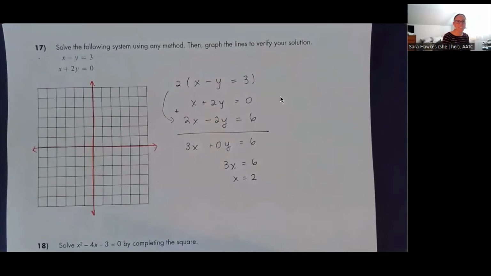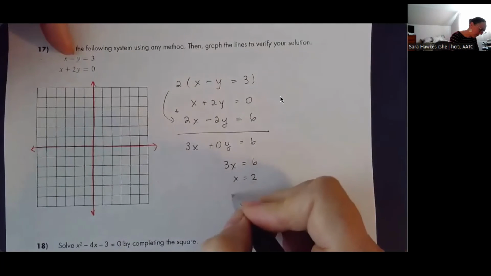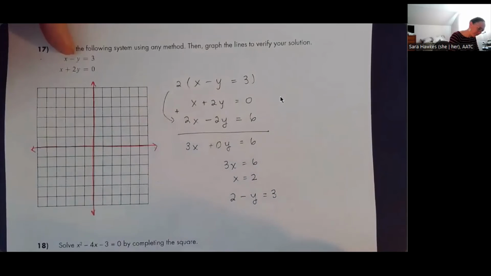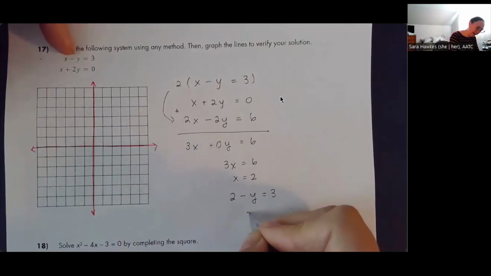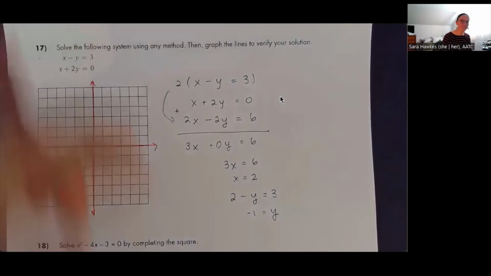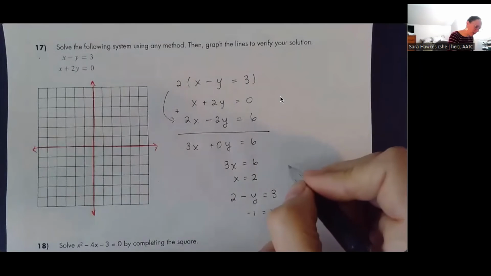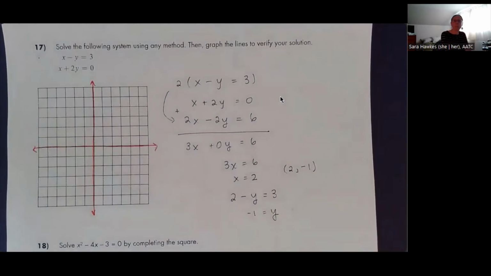We can pop that 2 into either of the other equations in order to get y by itself. So if I put that into the top equation, that would look like 2 minus y is equal to 3. And I think that means that y is going to have to be -1. Now let's hope that that matches on our graph. That tells me that when I graph the two lines, they should intersect at the point (2, -1). Again, putting my x value first and my y value second.